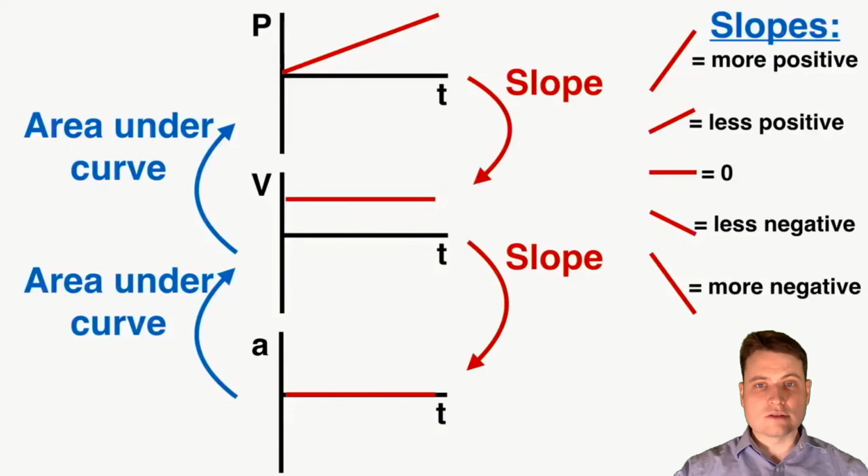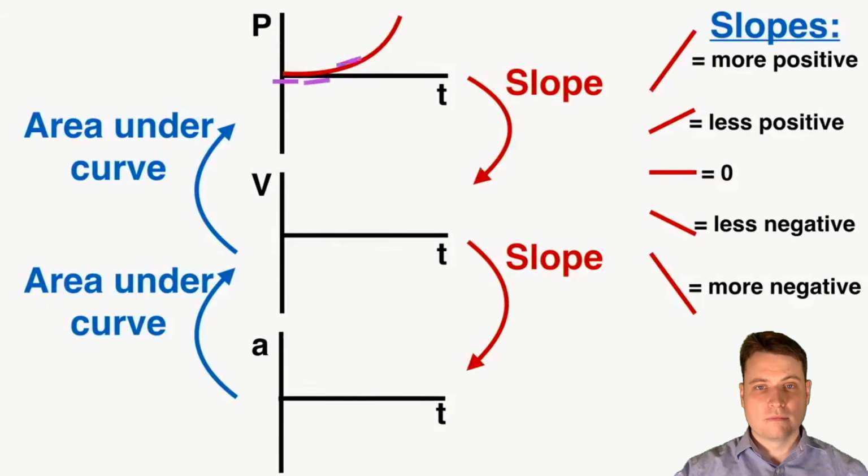We can now translate this curved position time graph. It's curving up, so I can see it starts with a slope of 0 and the slope gets bigger and bigger and bigger over time. And so that means the velocity is going to start at 0 and get more and more positive over time. And now to translate from velocity to acceleration, I can look at the slope of the velocity graph and see this is constant and positive. So that means that the acceleration is also going to be constant and positive. So the acceleration time graph will look like this.